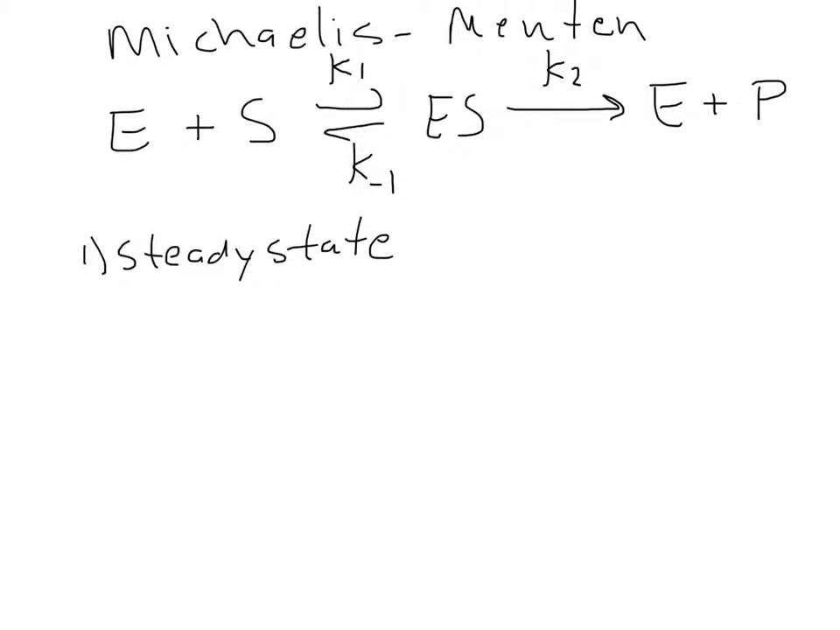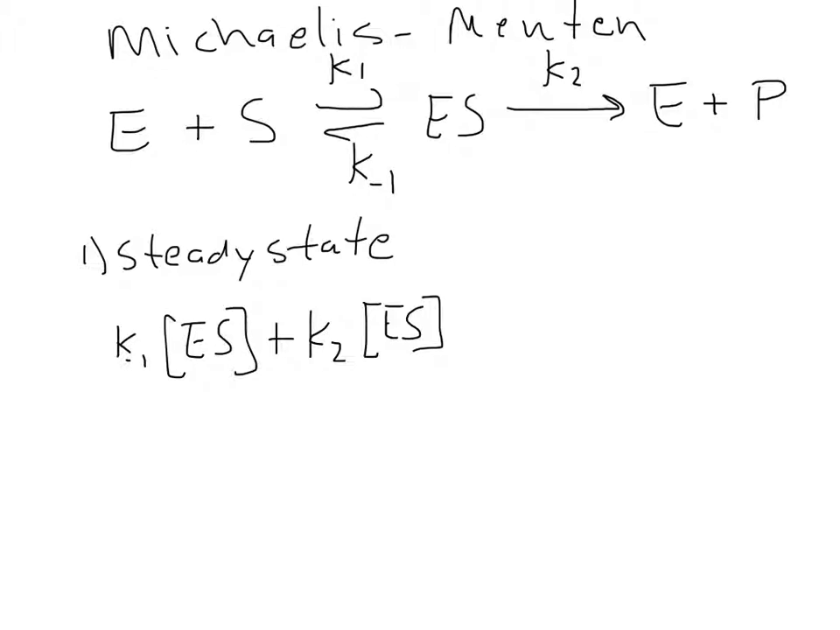So let's write out the mathematical statement of that. If you consider the rate of formation and dissociation of the Michaelis complex, so that's K minus 1 times the concentration of the complex plus K2 times the concentration of the complex.